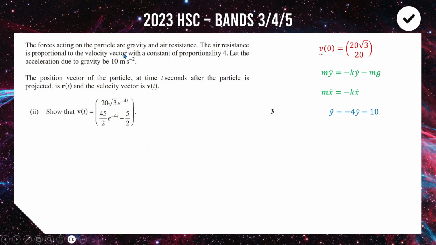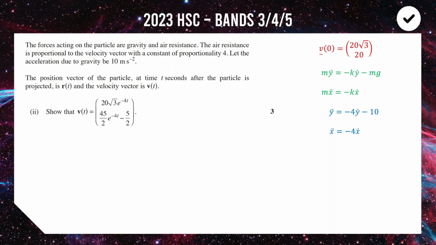And they're just letting gravity be equal to 10. So on the end, our mg is 1 times 10. So there is our vertical acceleration equation. For the horizontal one, like I said, it's the same thing without the gravity. So it's -4 times velocity.